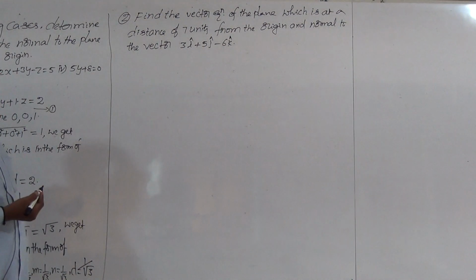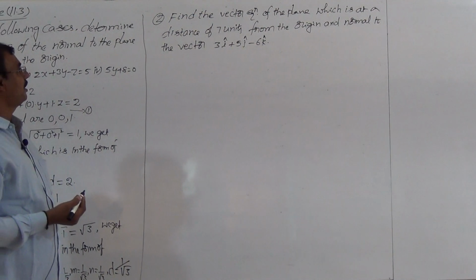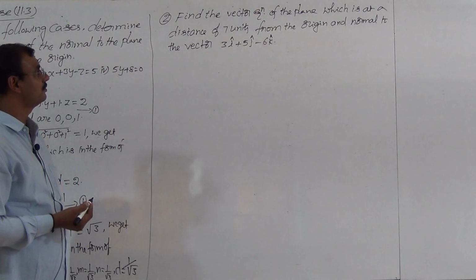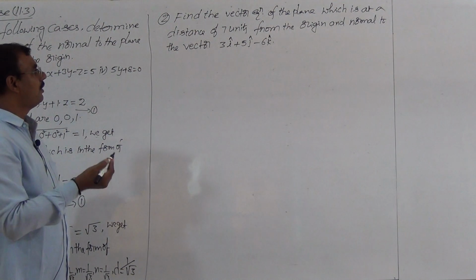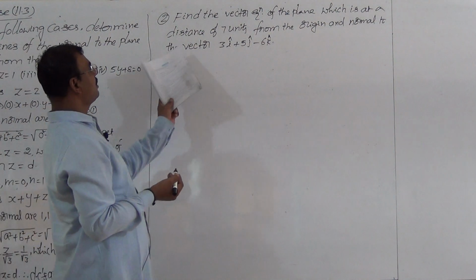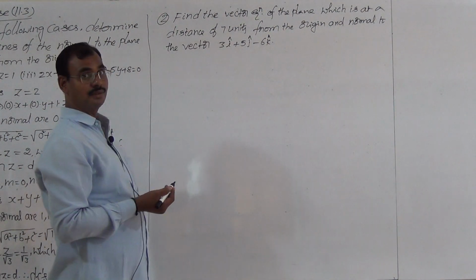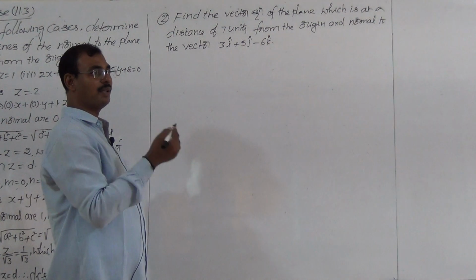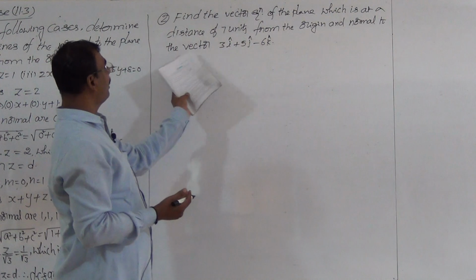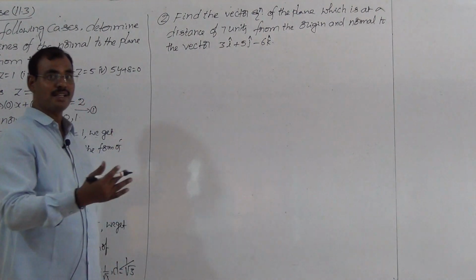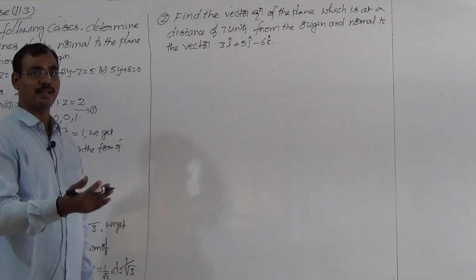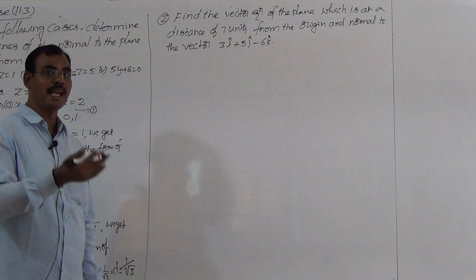So this is the question. He is asking, find the vector equation of the plane in normal form, which is at a distance of 7 units. The perpendicular distance from the origin to the plane is given as 7 units. Also, the normal vector is given, but what we require is the normal unit vector, so we have to find n cap.